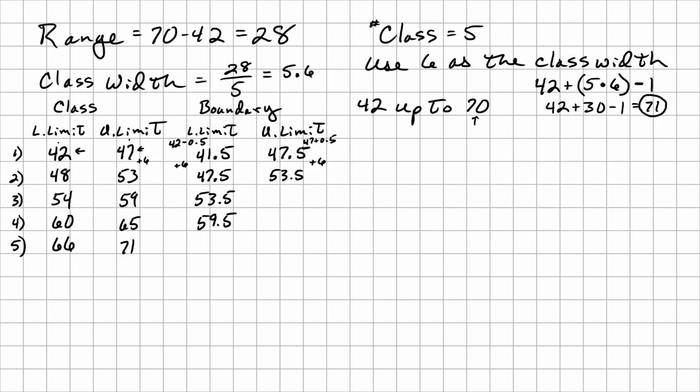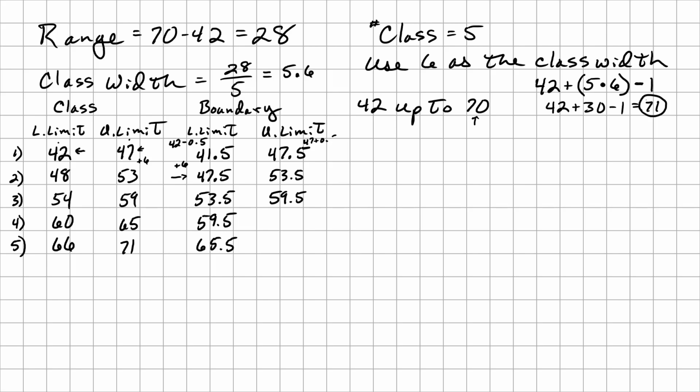You'll also notice, as I'm writing this out, that the upper boundary of the preceding class will be equal to the lower boundary of the next class. And so I can continue to just add 6 to these, and I can double check to make sure I'm adding correctly. And I note that the 53.5 right here matches the 53.5 right there.